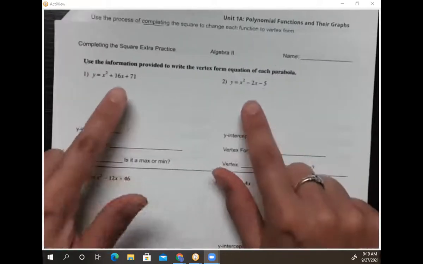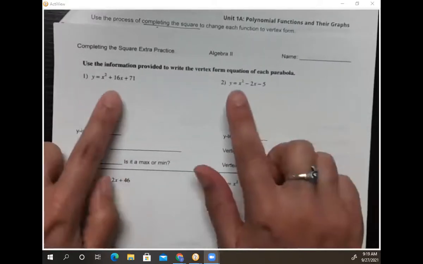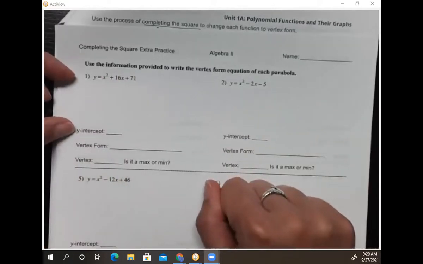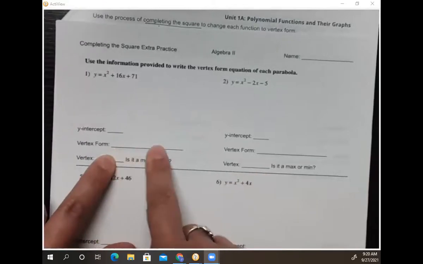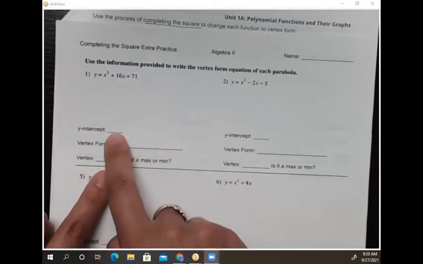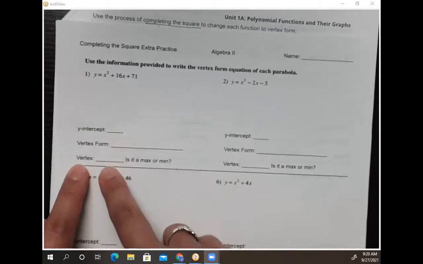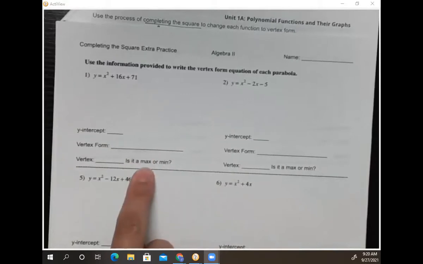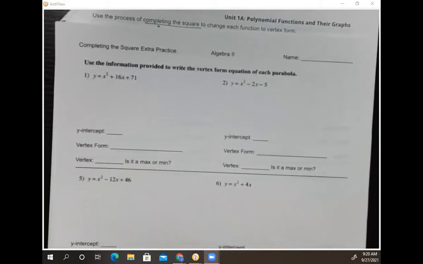So on your paper, only the front side, you've got a problem in standard form. You've got some space to change it to vertex form. I want you to give me vertex form, and I want you to identify the y-intercept and the vertex. Remember, we see the y-intercept from standard form. We see the vertex from vertex form. And then the last piece I want you to give me, based on that lead coefficient, think about the shape of your graph, and tell me, is that vertex going to be a maximum or a minimum? Okay, so just the front side.